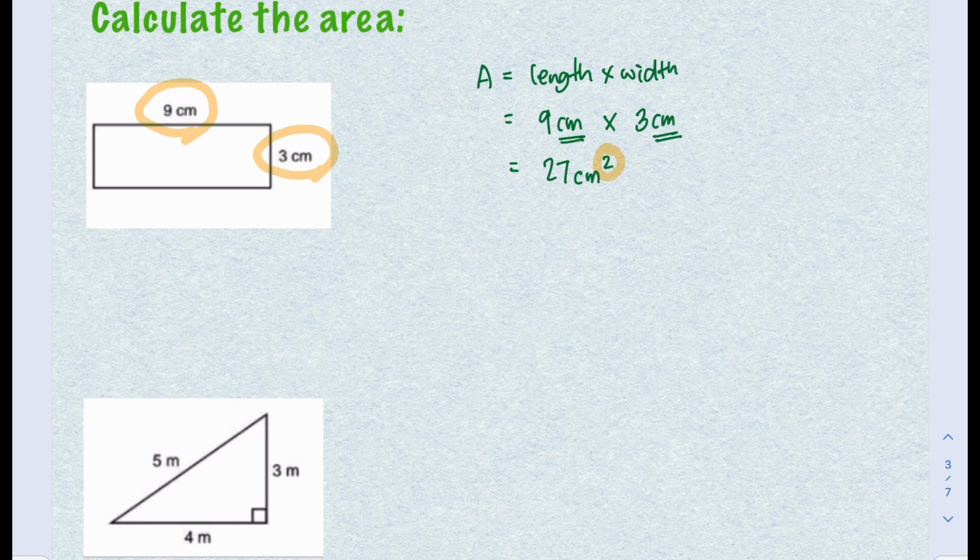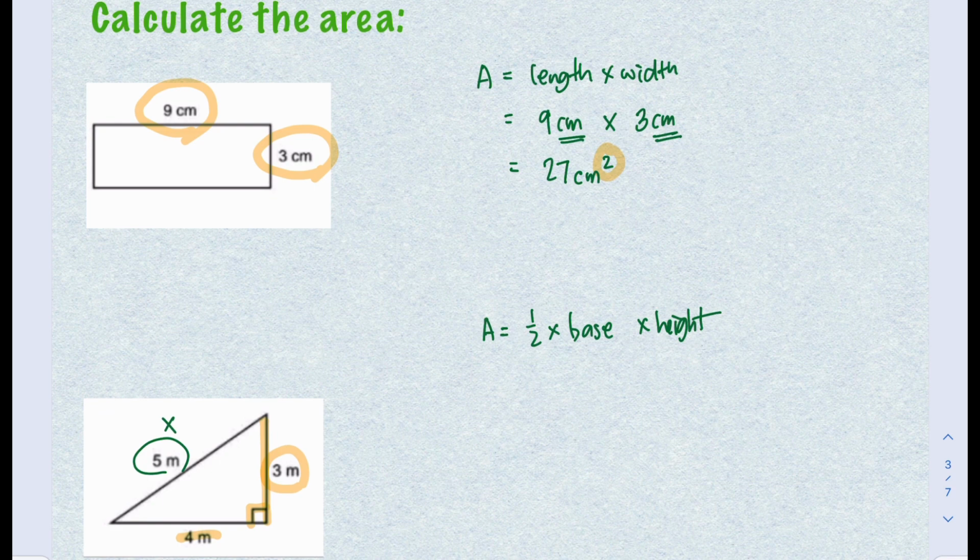Number 2, let's take a look at a triangle. To find the area of a triangle, the formula that we will be using is area equals 1/2 times base times height. So let's go ahead and find the base and height of this triangle. The base is 4 meters and the height is 3 meters, where it makes a 90-degree angle. So what do we do with this 5 meters? We can just ignore it because we won't need it to calculate the area of this triangle.